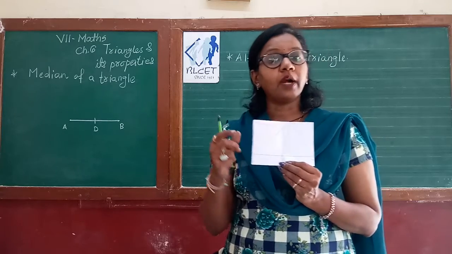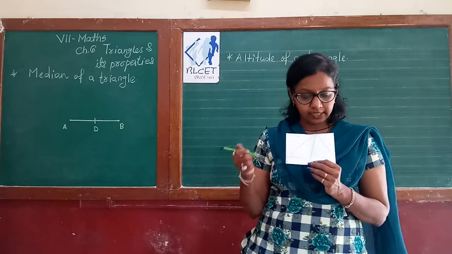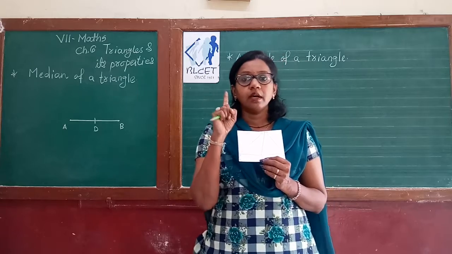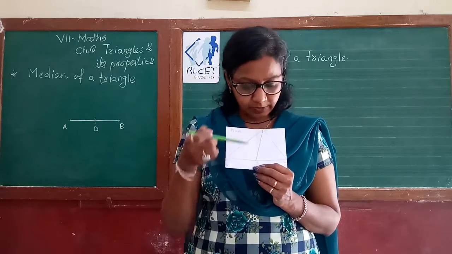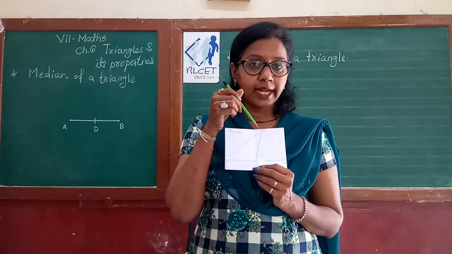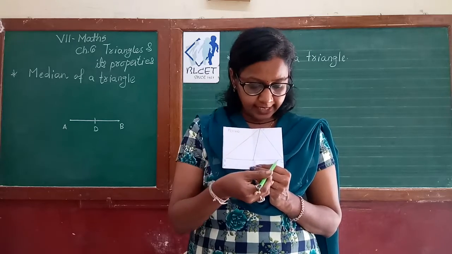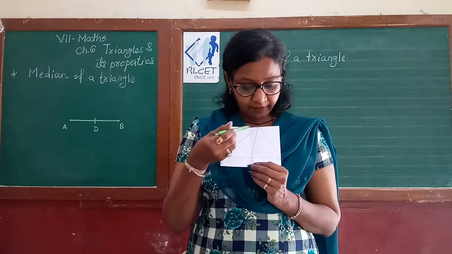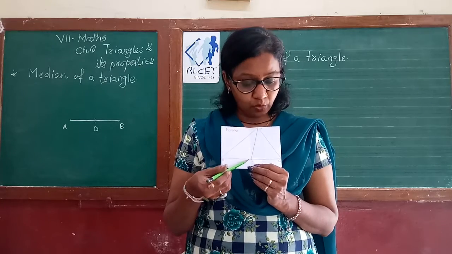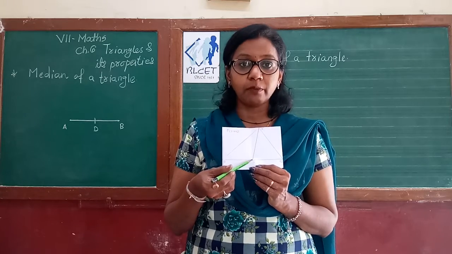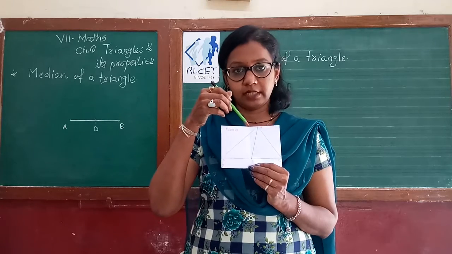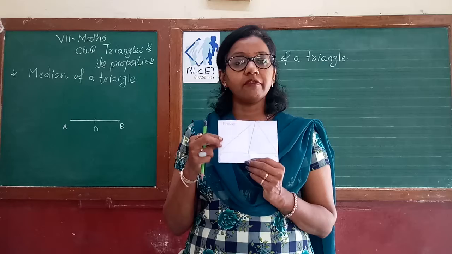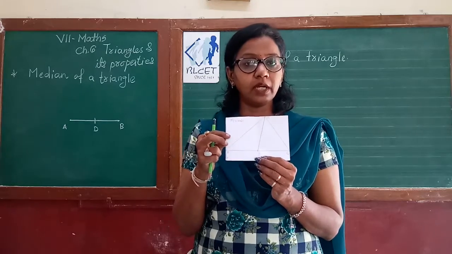Okay, so what is the median? Now you understood. A median is a line segment whose one end point is the midpoint of the opposite side, because if you consider the vertex A, opposite of vertex A we have line segment BC. If you consider this line segment AD, one end point is the midpoint of the opposite side and one end point is the vertex. Okay, so this way we can find the median of the given triangle.